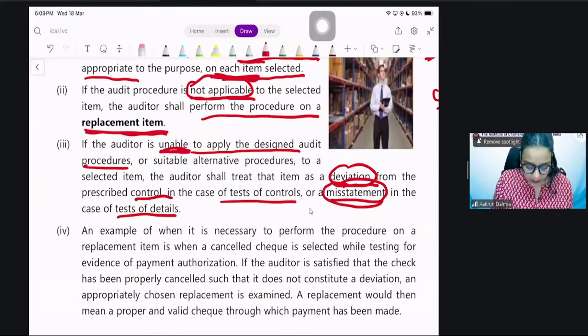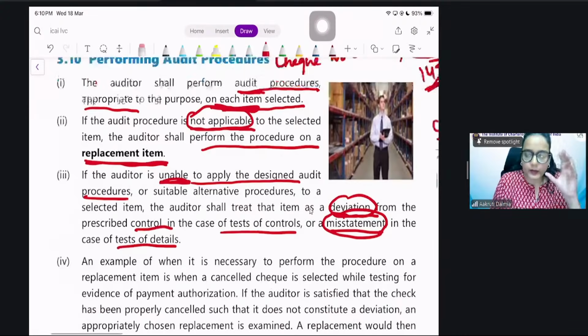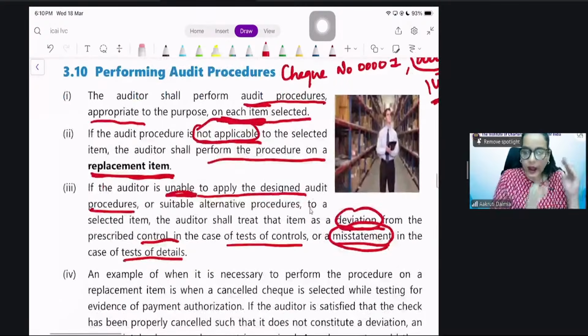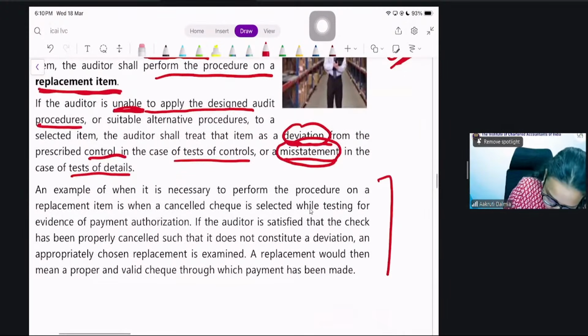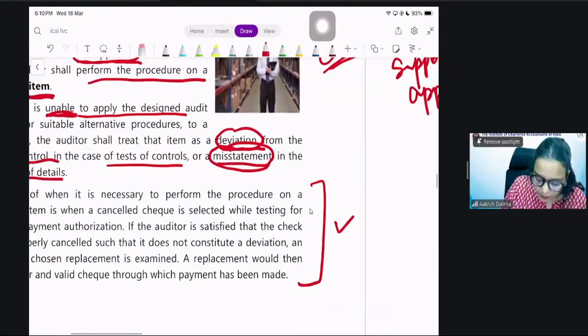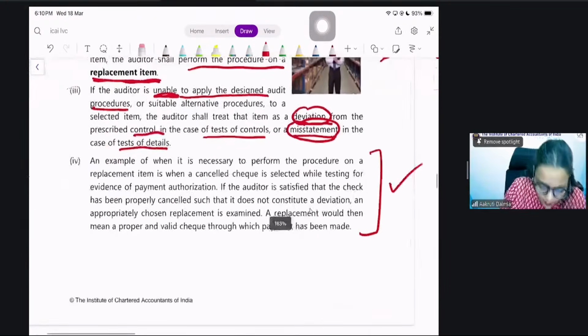Did everyone understand? Till this much, is it clear? Little technical words, but fully in flow. Item select, apply procedure. Item not applicable, replace the item. Procedure unable to apply, then either it's a deviation or it's a misstatement. That much is done. This example I've already given. I've given you the check example already.